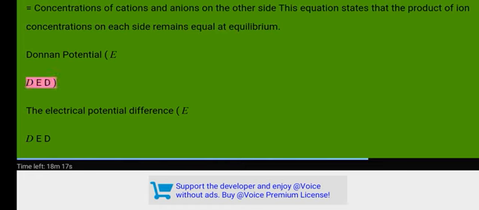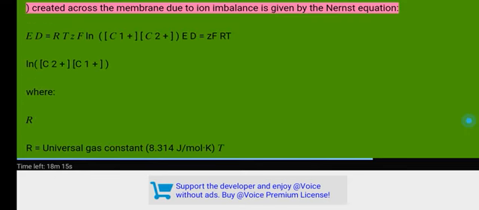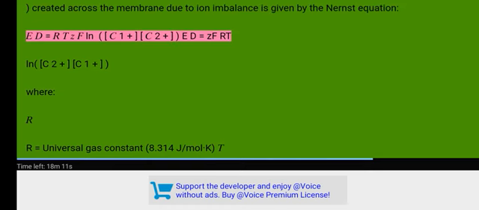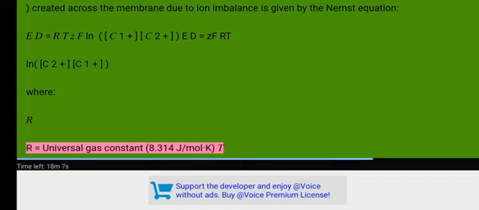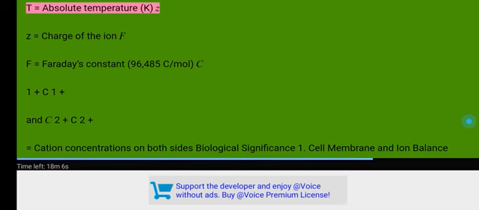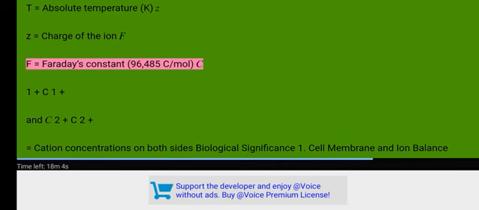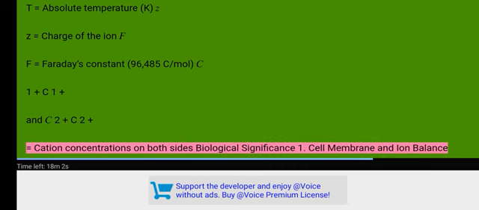Donnan potential, E_D. The electrical potential difference E_D created across the membrane due to ion imbalance is given by the Nernst equation: E_D equals (RT/zF) ln(C1+/C2+), or E_D equals (RT/zF) ln(C2+/C1+), where R equals the universal gas constant, 8.314 J per mole K, T equals absolute temperature in K, z equals charge of the ion, F equals Faraday's constant, 96,485 C per mole, and C1+ and C2+ equal cation concentrations on both sides.